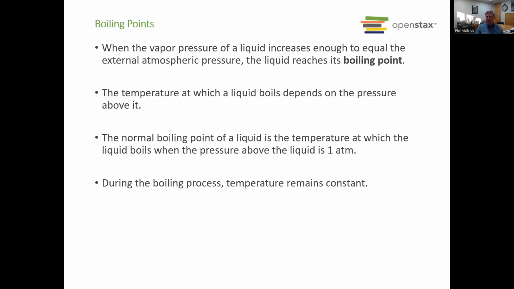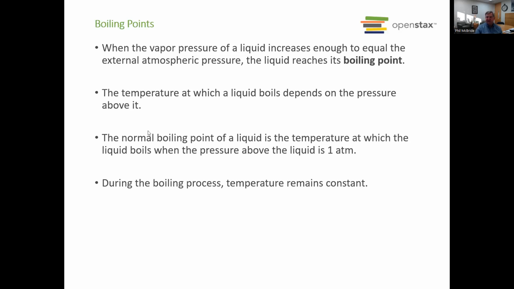All right, boiling point. So when the vapor pressure of a liquid increases enough to equal the external atmospheric pressure, then we call that the boiling point. So that's when the vapor pressure equals the atmospheric pressure. So the temperature that the liquid boils at depends on the atmospheric pressure. So when we are at sea level, water is going to boil at 100 degrees Celsius. And during that whole process, the temperature of the water is going to stay constant.